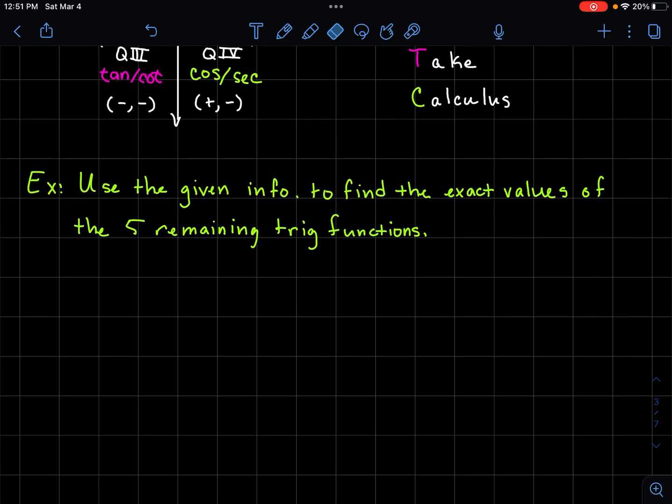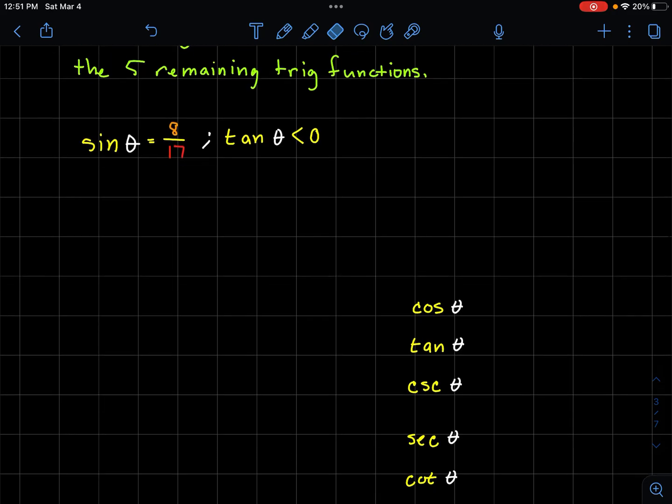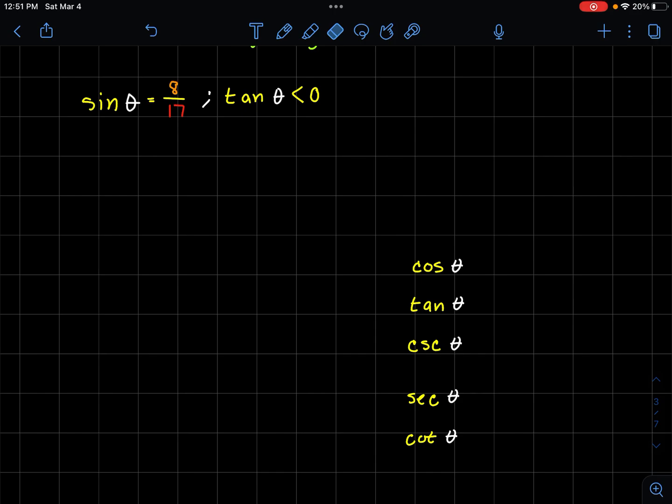Let's see how we can do this. Can we use the given information to find the exact values? And when I say exact, we don't want decimal values here. We want it written as a ratio of two numbers of the 5 remaining trig functions. And here's what you're given. We're given that the sine of our angle is 8 over 17. And we're only going to tell you that the tangent of your angle is less than 0. So here's what that means to you. 8 over 17, that means that your sine is a positive value. Tangent less than 0 means that your tangent needs to be negative.